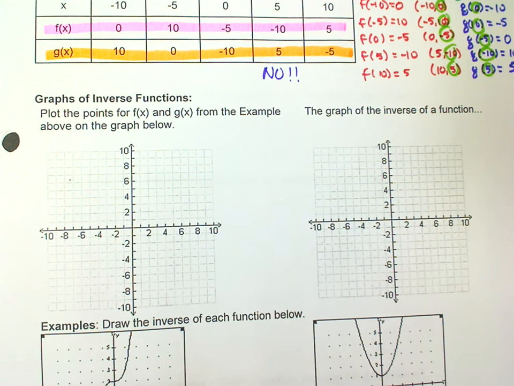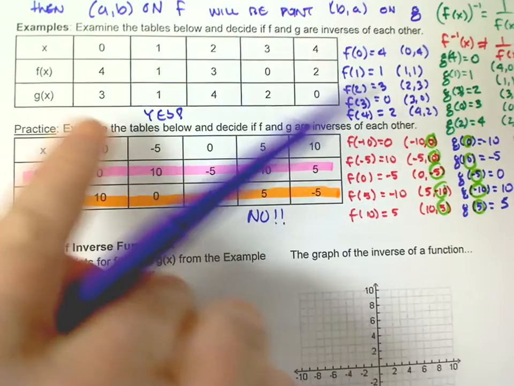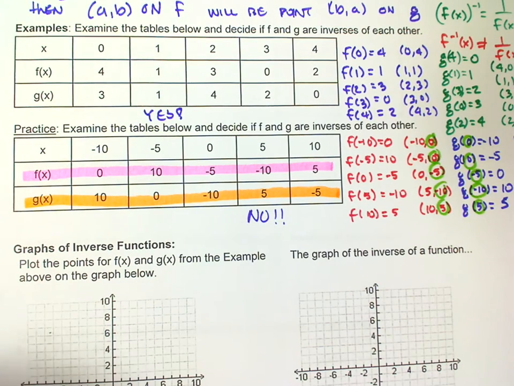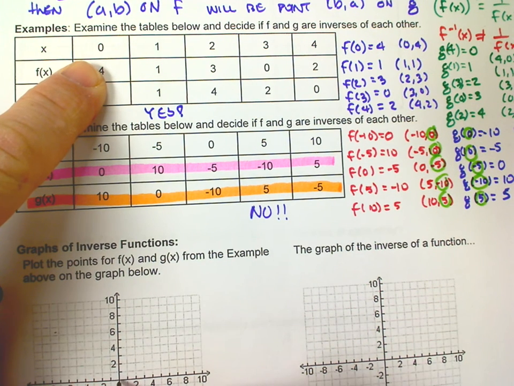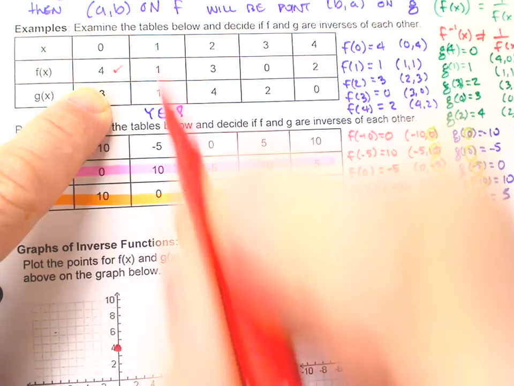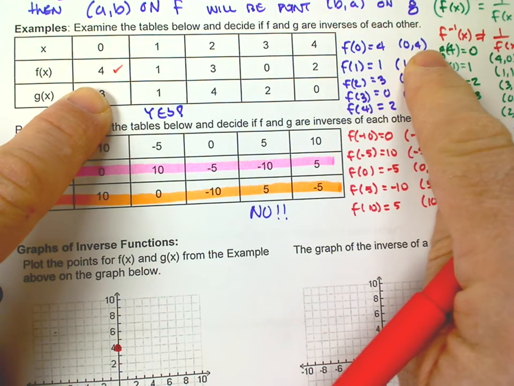When we talk about inverses, we also want to take a look at the graphs. Okay? So let's go ahead and plot these values here, and let's do a quick little check. So I'm just going to go here, and when x equals 0, we're going to go up to 4. That's our first point here. I'm just plotting each one of these points.